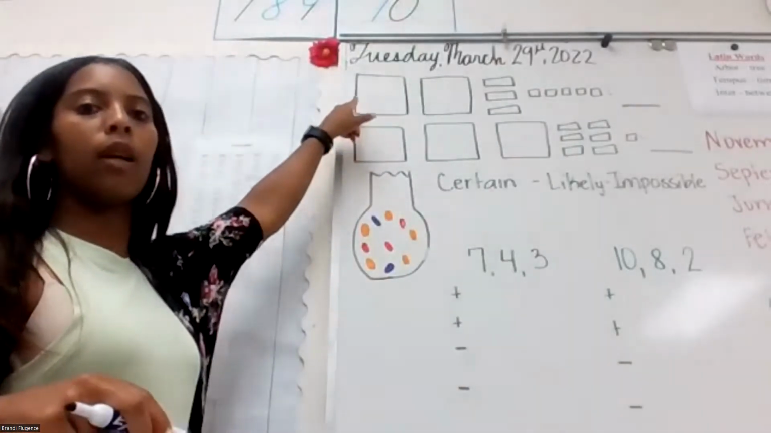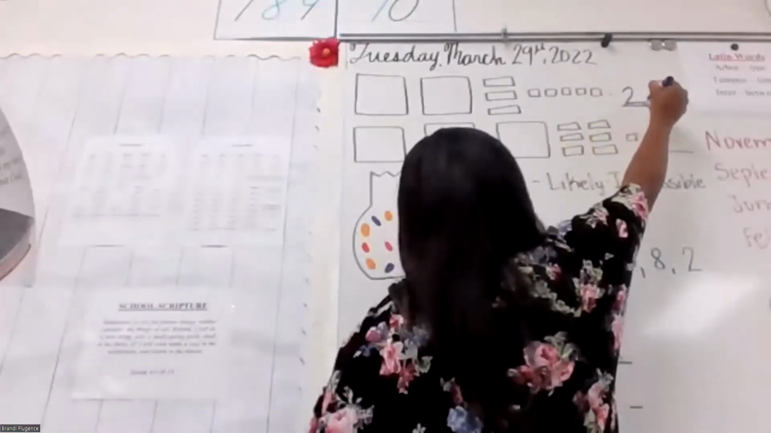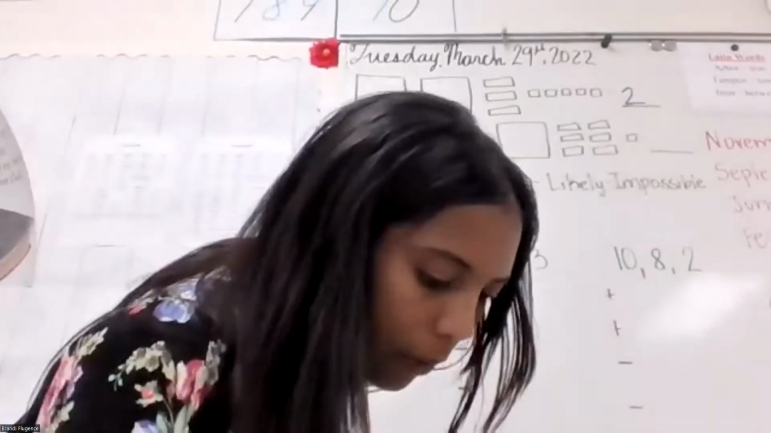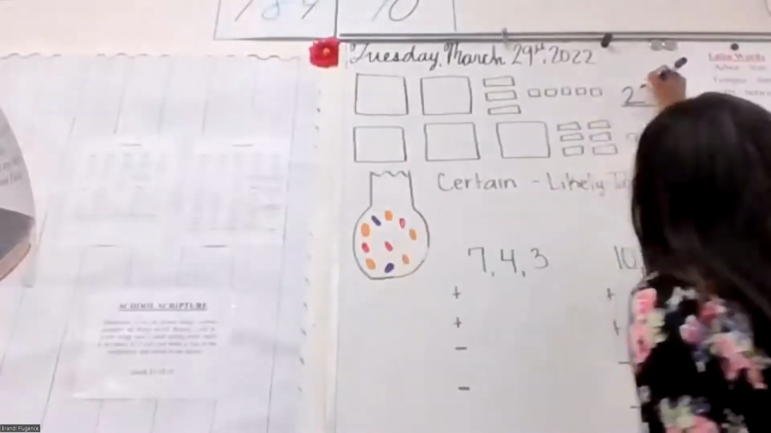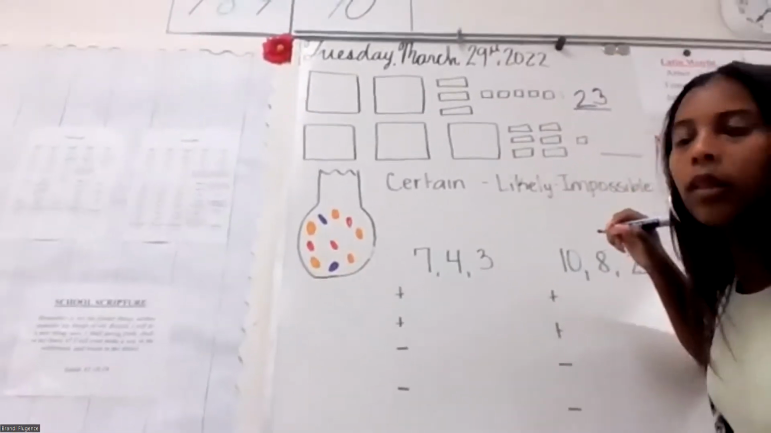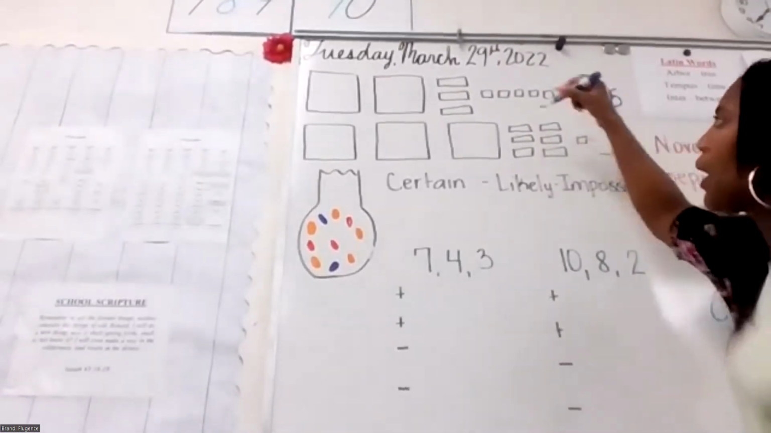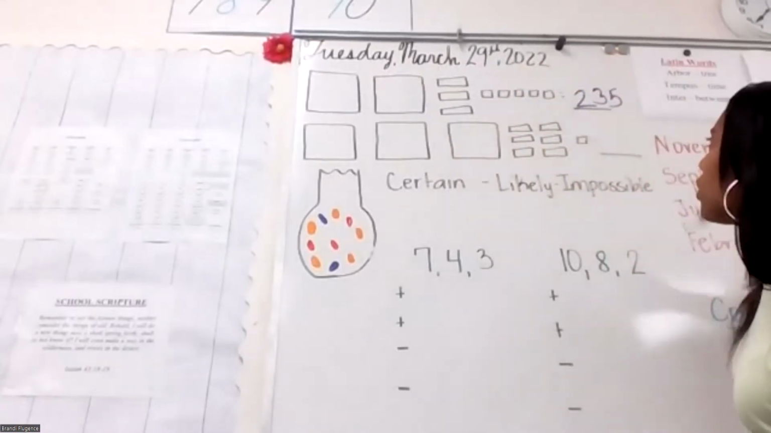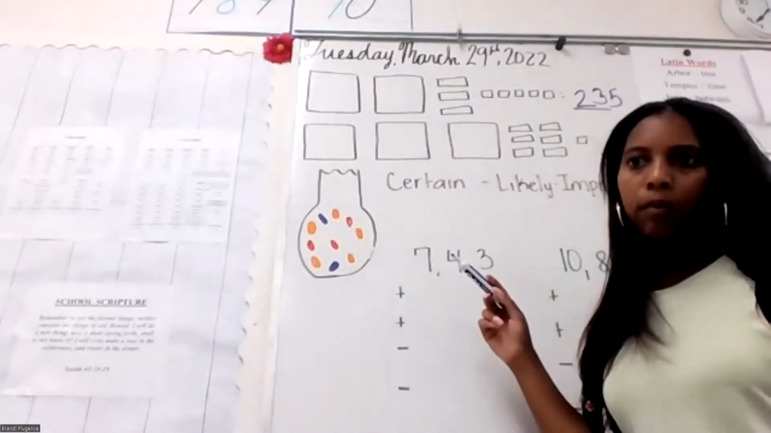Okay, Kinley, how many hundreds? 2. So we have 200. Okay, how many tens do we have? 3. So 3 tens. And then how many extras do we have? 5. So what number did that make? 235. We have 200, 3 tens, 5 ones, 235. Good. Next one.